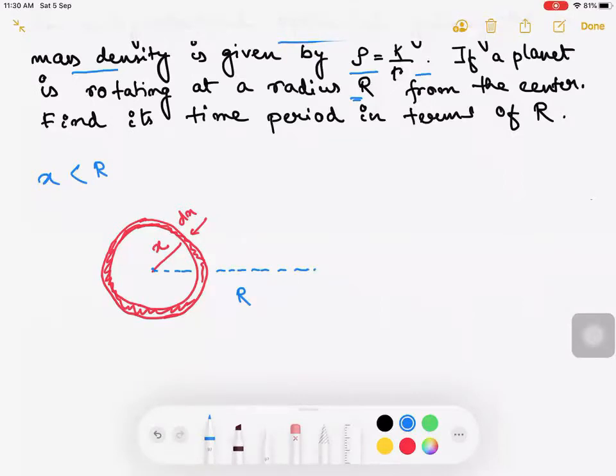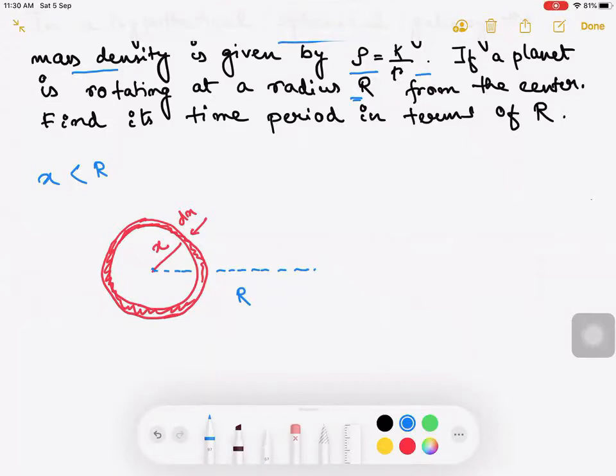Why are we considering the shells where the radius is less than capital R? That's a question I am keeping open. You have to think about it and put that in the comment section if you understand that. If you don't, then also put a comment. I would reply to that.